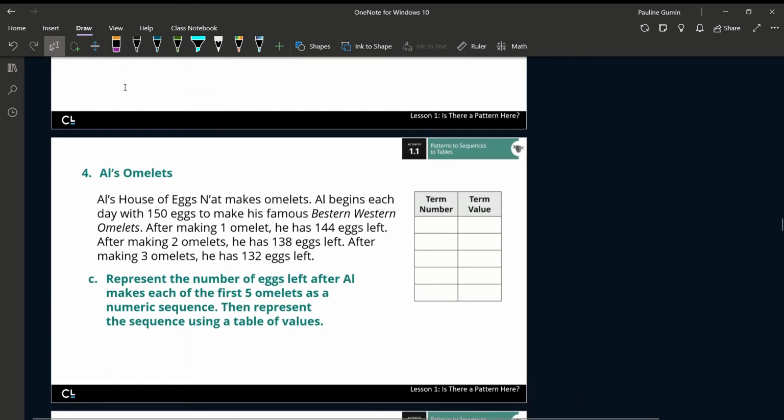Let's fill in the table. After my first one, we had 144. After my second, we have 138. After my third, we have 132. As we just found out, after the fourth, we have 126. And after the fifth, 120.